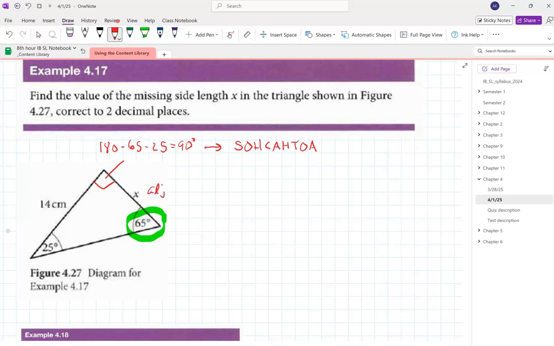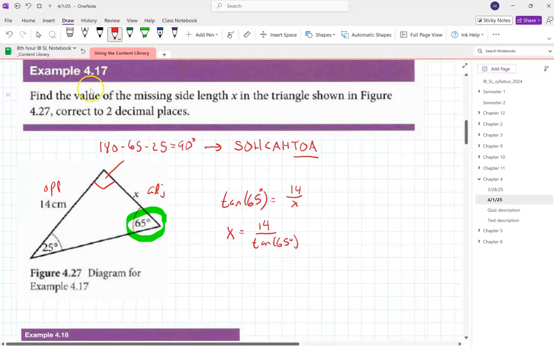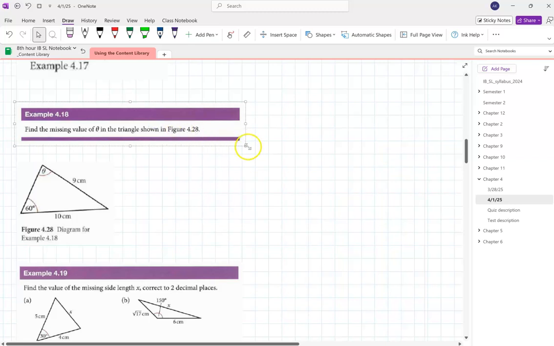Okay, and the 14 is? Opposite. So which trig function do we need? Tangent. So tan 65 equals 14 over x, or x is equal to 14 divided by tan 65. I skipped some algebra there. Is everybody okay with me skipping the algebra? Absolutely. Okay. So if it's a right triangle, nothing has changed.